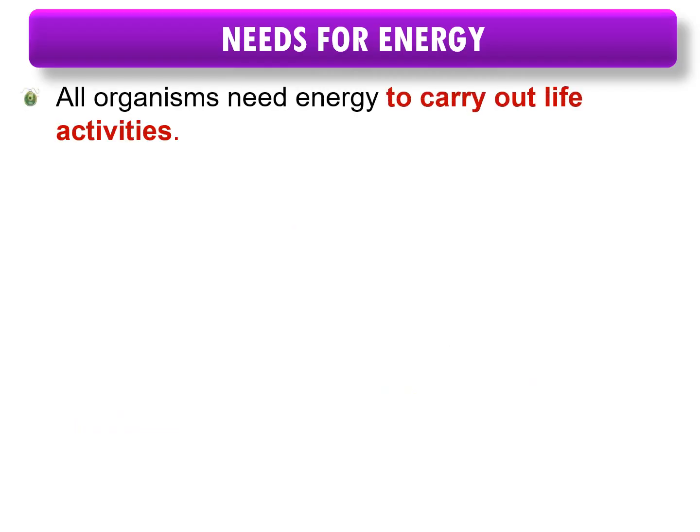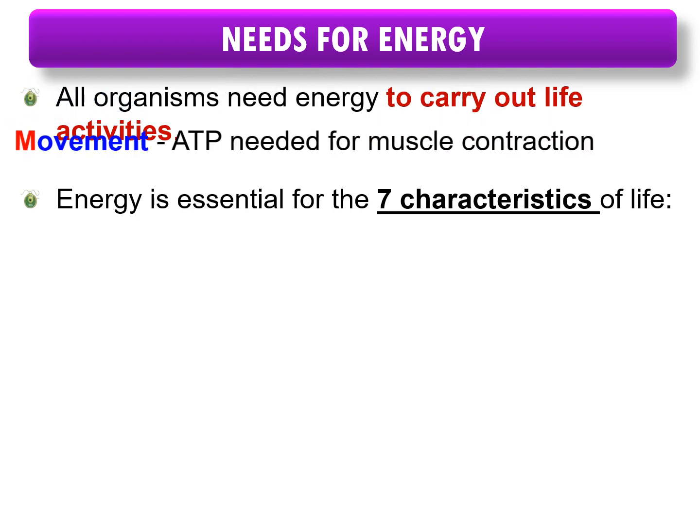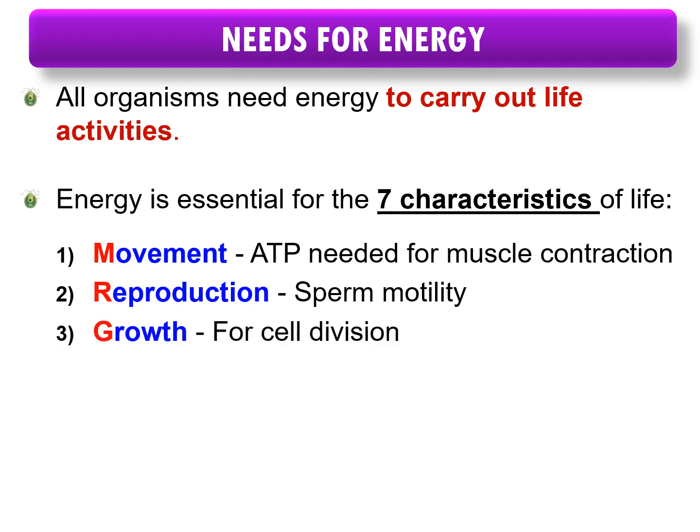All organisms need energy to carry out life activities. Energy is essential for the 7 characteristics of life. First characteristic is movement. Energy or ATP is needed for muscle contraction. Second, reproduction. Energy is required for sperm motility. Third, growth. Energy is used in cell division.